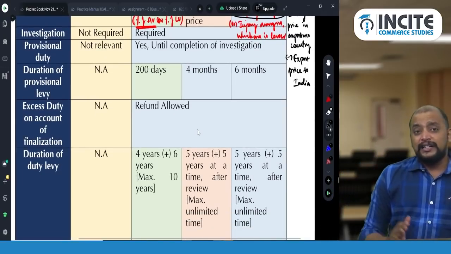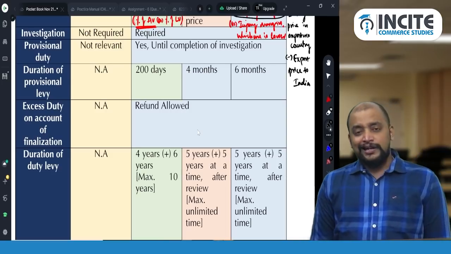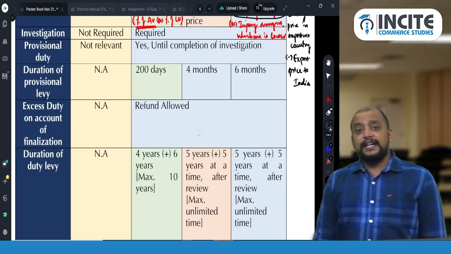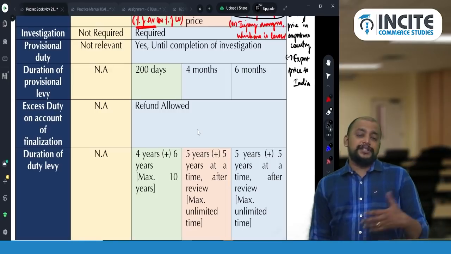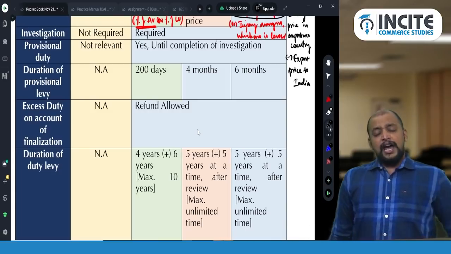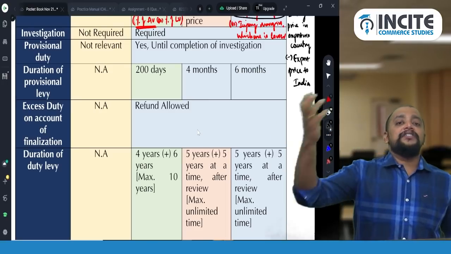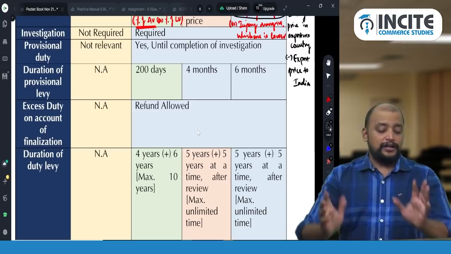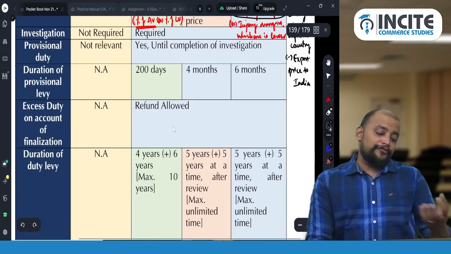Until the investigation is completed, can there be a provisional duty? Yes. 200 days is the time limit within which they need to complete the investigation if it is safeguard duty. If it is anti-subsidy duty, 4 months. If it is anti-dumping duty, 6 months. Until they complete the investigation, they can levy a provisional duty, and upon finalization they can levy the final duty. If extra amount is collected, it will be refunded; excess on account of finalization, refund allowed. If there is any shortfall, that will be collected.